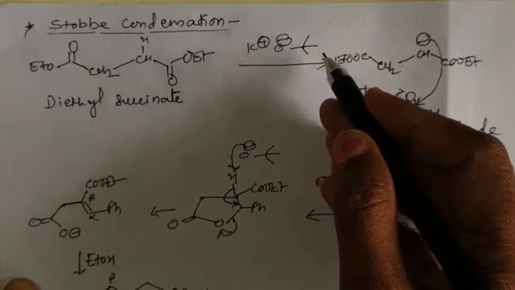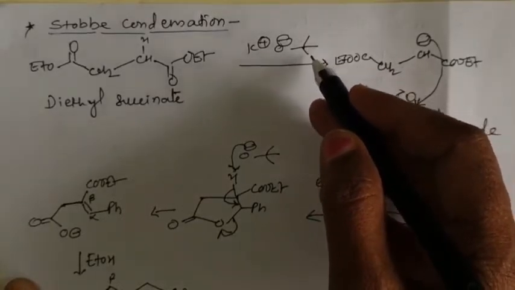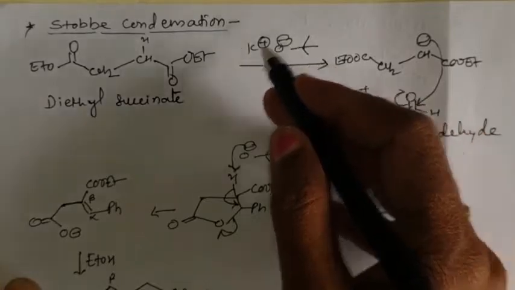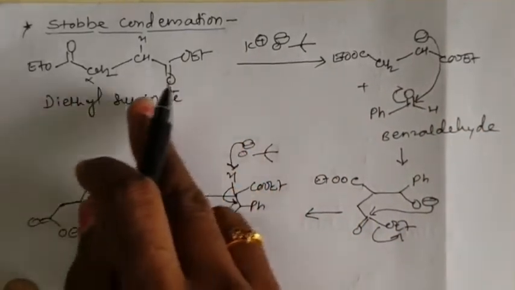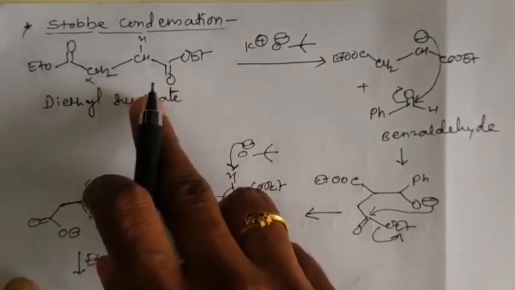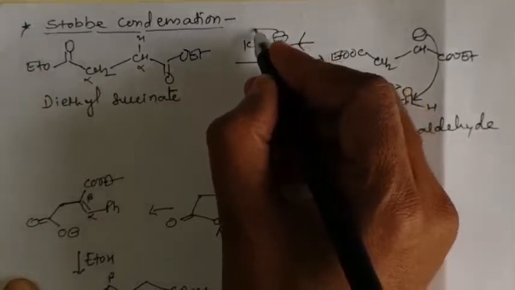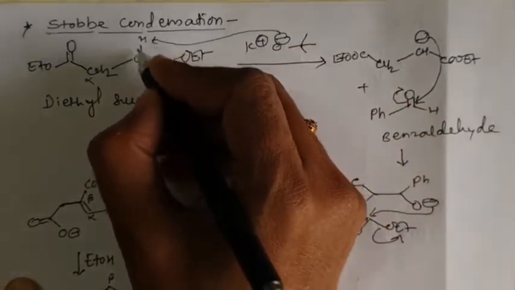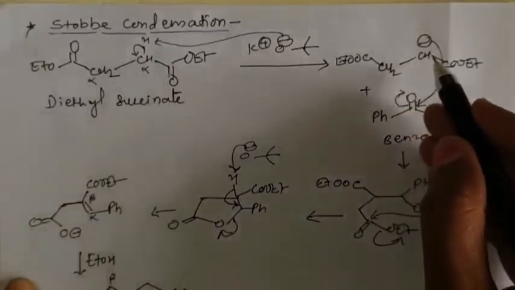This is a tertiary butyl group attached to the O. So it abstracts this alpha proton. This is the alpha carbon containing 2 alpha hydrogen atoms, not this one. This alpha hydrogen atom is abstracted by the base and a carbanion is generated. This is the carbanion generated.